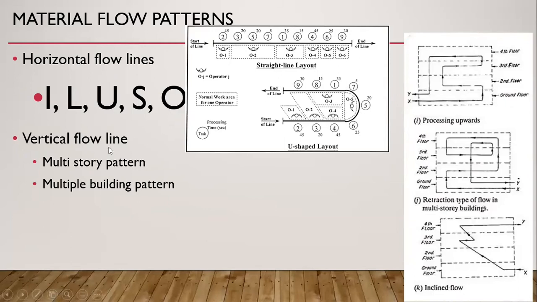The vertical flow line includes multiple stories: ground floor, second floor, third floor, fourth floor, and these can be of various shapes, or they may include multiple buildings. So these are the vertical flow lines, and these are the examples of horizontal flow lines.